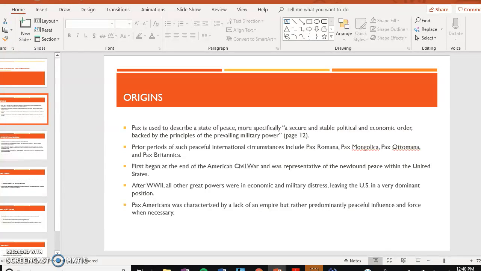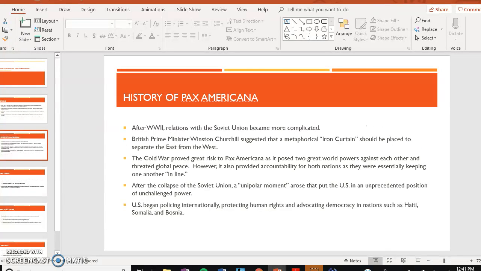Something unique about Pax Americana, that differentiates it from the other paxes of the past, is that there's no empire that's trying to rule the world or spread farther. The United States had no interest in controlling other parts of the world, just maintaining the peace and using force when necessary.